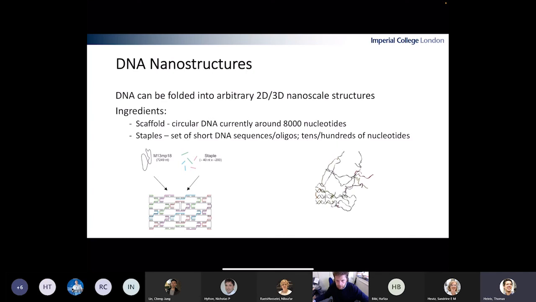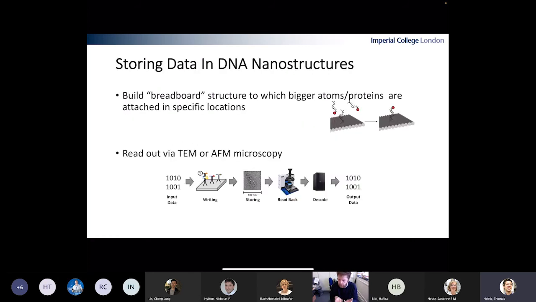Now, our idea is to store data or information no longer in the sequence, but in the shape of the structure. That's what we want to do. More precisely, we want to have what we call a breadboard structure, a generic nanostructure that we build out of scaffold and staples. Then we have defined positions at which we can attach bigger atoms or proteins. Streptavidin is what we're using at the moment. We set a bit to 1 if we attach the streptavidin, and to 0 if we don't. Simple as that. And what we then want to do is read that out via microscopy.